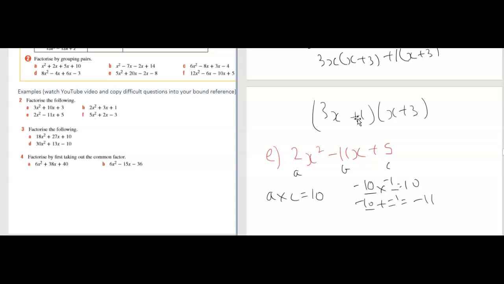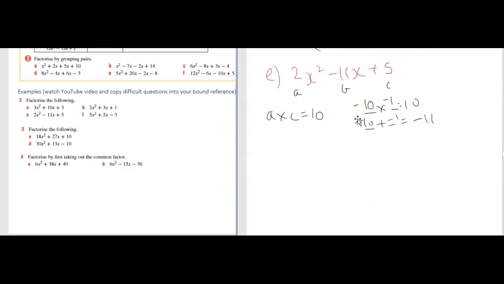Okay, so let's just scroll, get some more space. All right, so we start off with 2x squared. Remember, it's only this middle term that changes. So I'm going to rewrite that as negative 10x minus 1x. So I haven't changed the expression, I've just rewritten it. It's the same thing. And then the plus 5 on the end. So I've just done that so we can simplify it or factorize it.